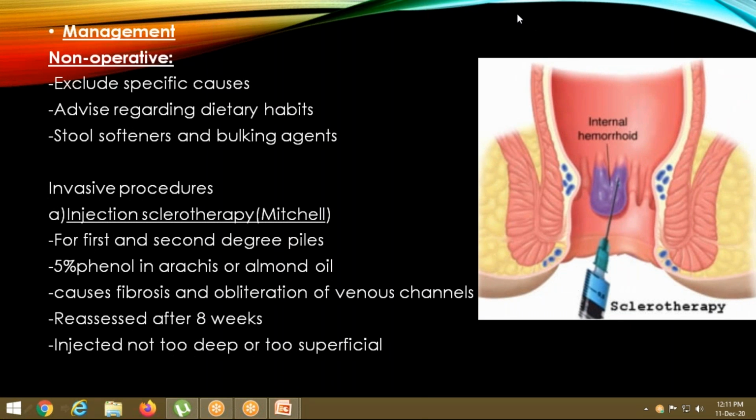So now, how do you manage this case? There are non-operative and operative treatments. Depending upon the degree of the hemorrhoids, you will plan your management. First is non-operative. Every time the patient comes to the OPD, before you plan for surgery, whether non-operative or operative, you should advise on the diet.